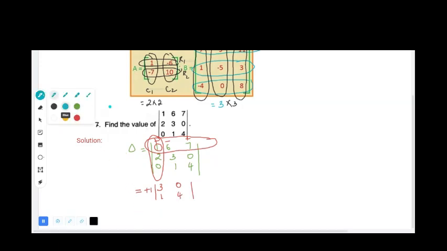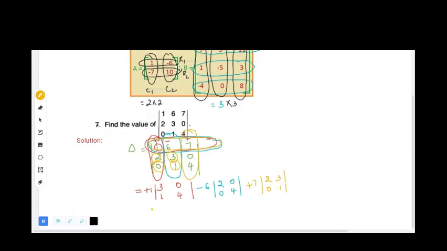Then going to the second element of the determinant, we have to neglect that row and that column. So we have minus 6 and the remaining elements are 2, 0, 0, 4. Then the last element of the determinant, that is plus 7, we neglect that row and that column. It is plus 7 into, and we are left with 2, 3, 0, 1. Solve the determinants.